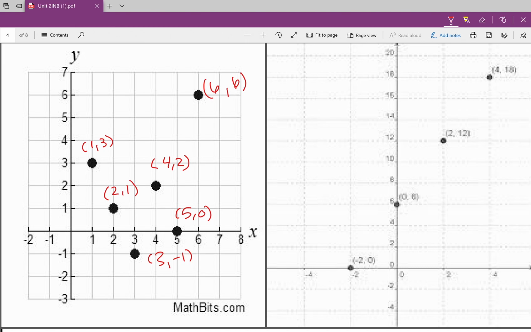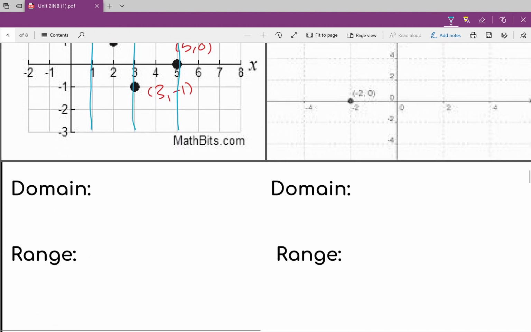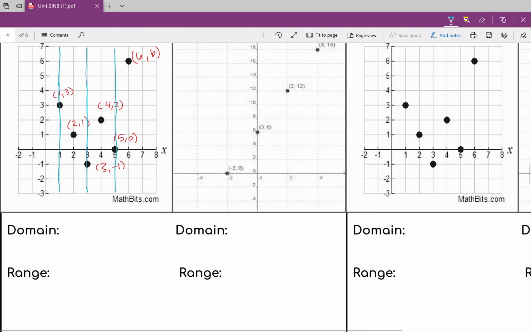Okay. So once I label all my points, I want to double check if this is a function. So remember, on a graph, we can test the vertical line test. So let me grab a different color. And I'm just going to draw vertical lines through these points. So here's one. See, that only went through 1 point. This one only went through 1 point. And this one only went through 1 point. So since it only went through 1 point, that means this is a function. So I'm going to go down here where it says domain and range. And right here, I'm going to put that it is a function.